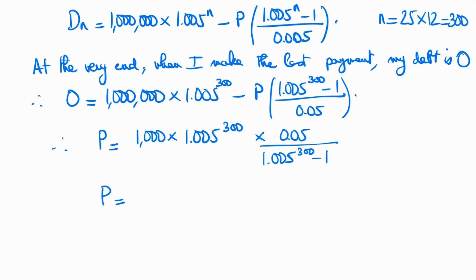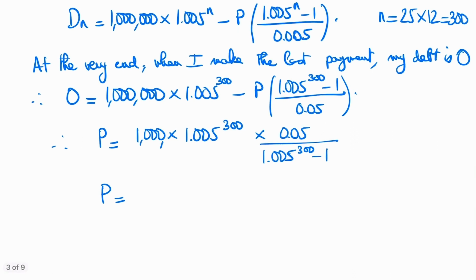1.005 to the power of 300 minus 1, so there's a 0 here, times 1.005 to the power of 300 times 1,000, not times a million. What am I doing?